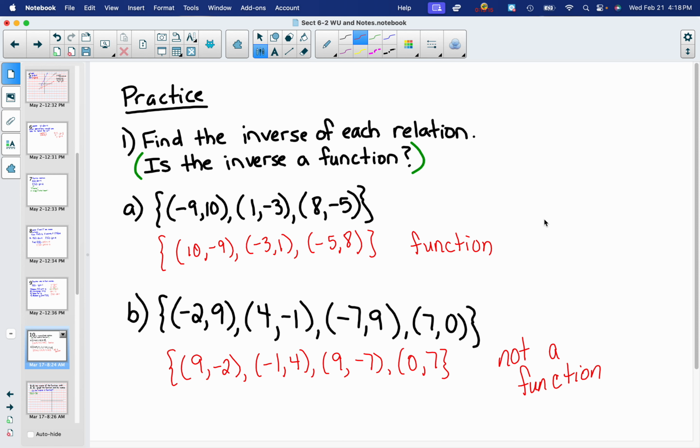So here are the answers. To find the inverse, you're just going to switch the x and y values. The first one is a function, the inverse is a function, and in part B, the inverse is not a function because in the inverse on part B, you have x values repeating. We have a 9 going to a negative 2 and a 9 going to a negative 7. Remember, to be a function, the x values cannot repeat. So in both situations, the original relations were functions. But in part B, the inverse of that relation is not a function.